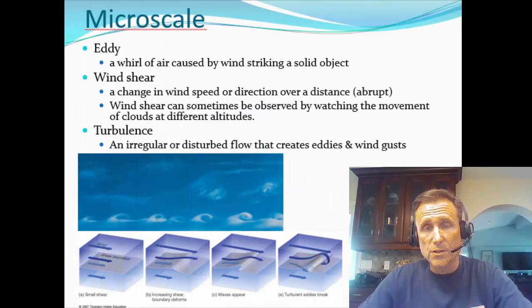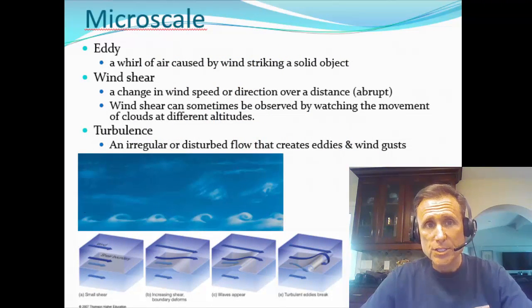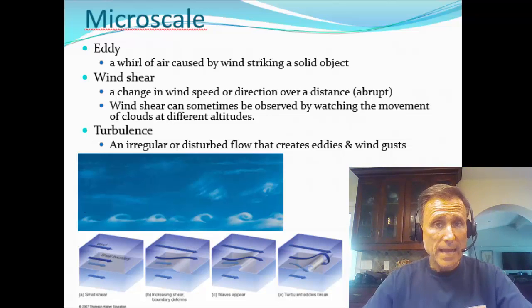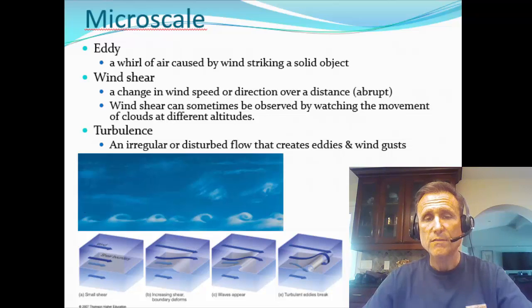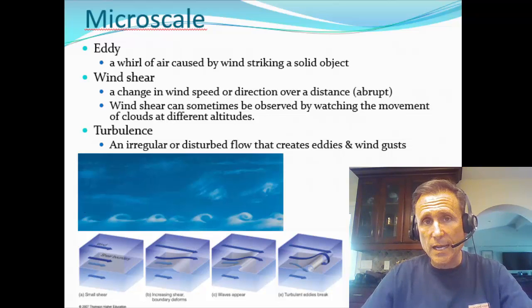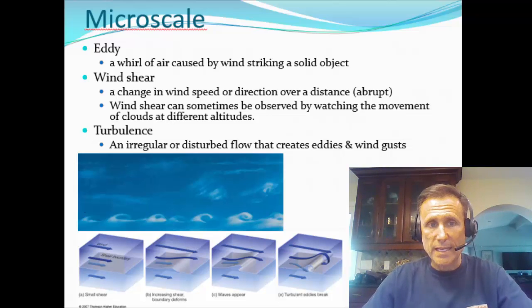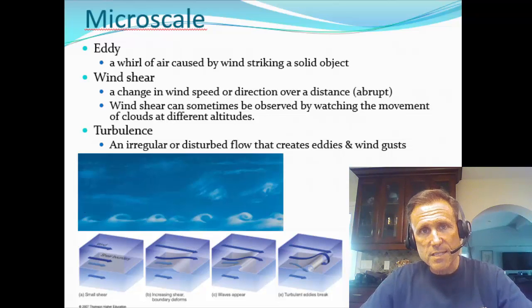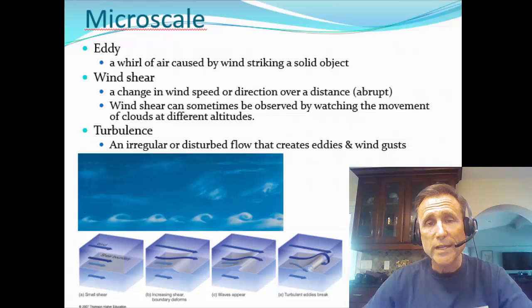At the microscale, you have different types of circulations: the eddy, the wind shear, and turbulence. And so an eddy is simply a whirl of air caused by wind striking some solid object. The wind is blowing along, perhaps in a straight line. It strikes a solid object, it's deflected right or left, up or down, and it creates some type of swirling eddy. Wind shear is something a little bit different. Wind shear is a change in wind speed or direction over a distance.